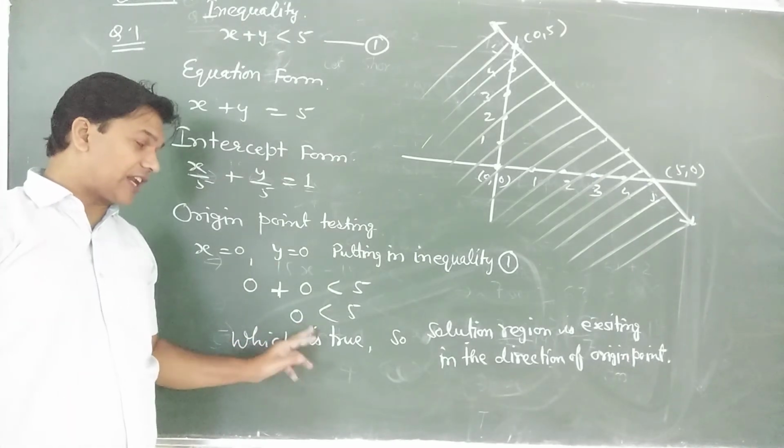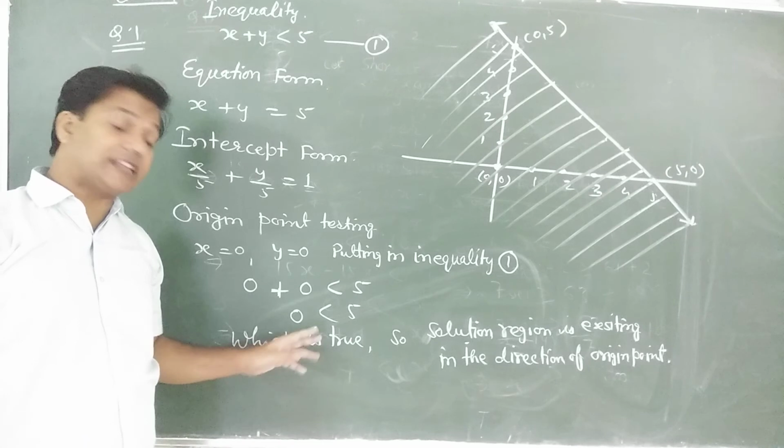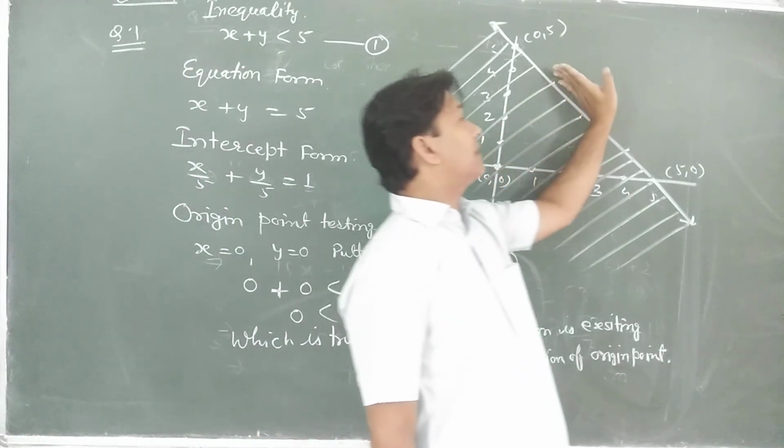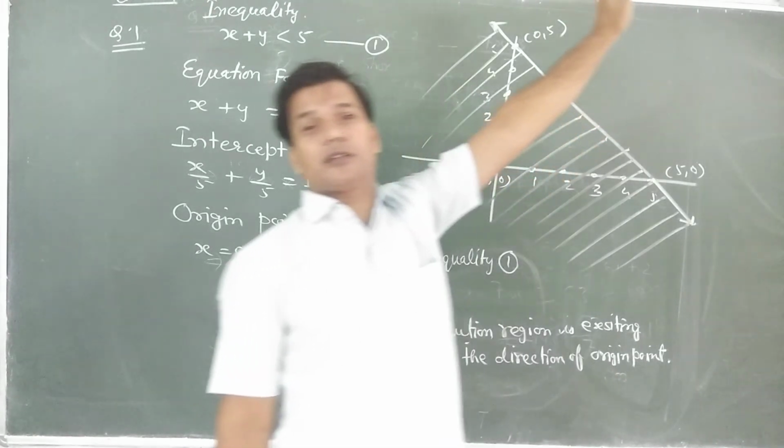If 0 is greater than 5, it is given here. In that case, the statement is wrong. Then the solution region is given in the upwards direction through this line.